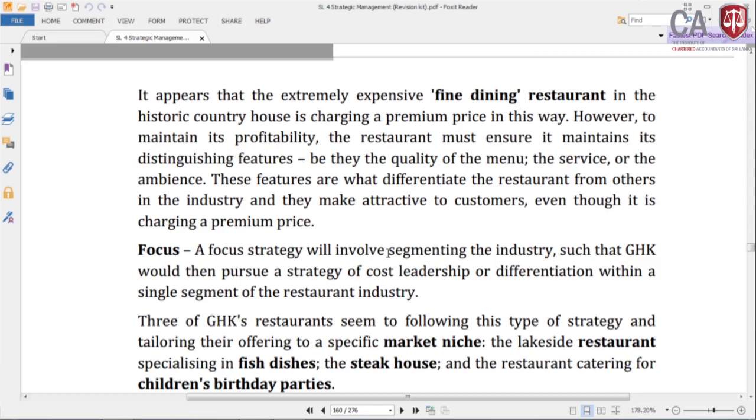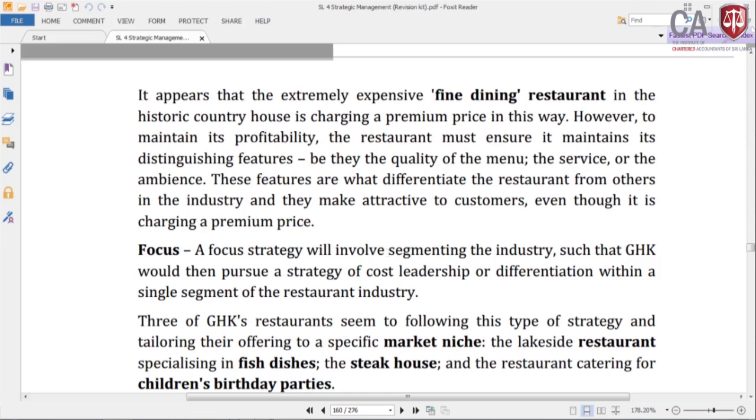Then focus. A focus strategy will involve segmenting the industry such that GHK would then pursue a strategy of cost leadership or differentiation within a single segment of the restaurant industry. So, under the focus strategy, they only cover a small portion of the total market where they can use either cost leadership or differentiation.